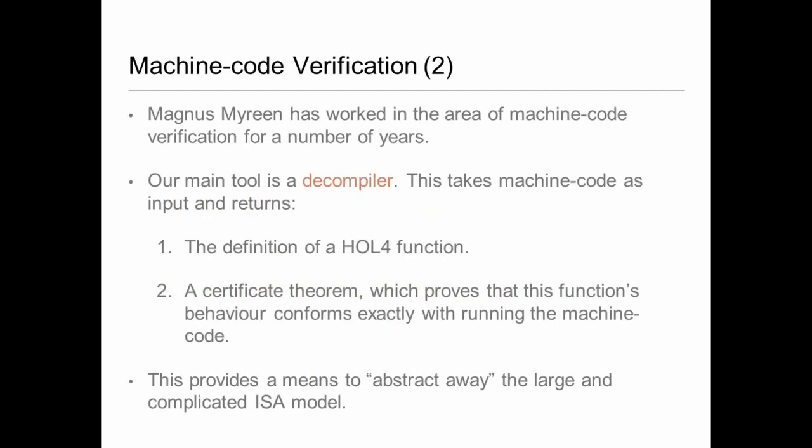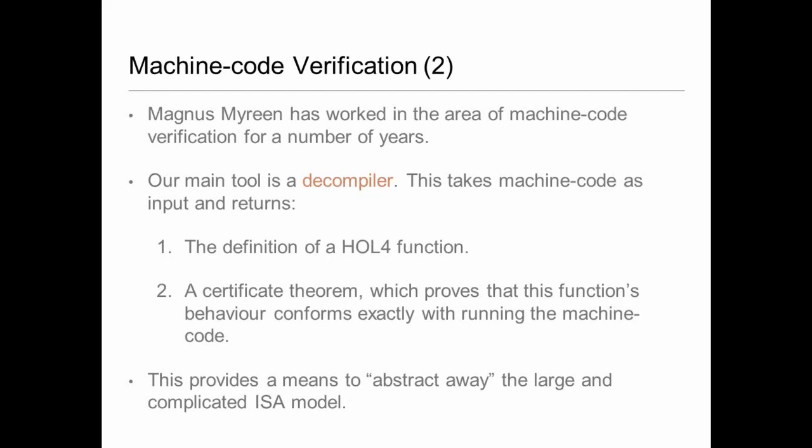What do I mean by decompiler here? Essentially, the decompiler takes as input a machine code program. It then analyzes that machine code program, instruction by instruction, and constructs for you a native HOL4 function, just a pure mathematical function, which has the same semantics as the program. So it takes in the state, which would be memory and registers, and it will tell you what the new state is, memory and registers, for that particular program.